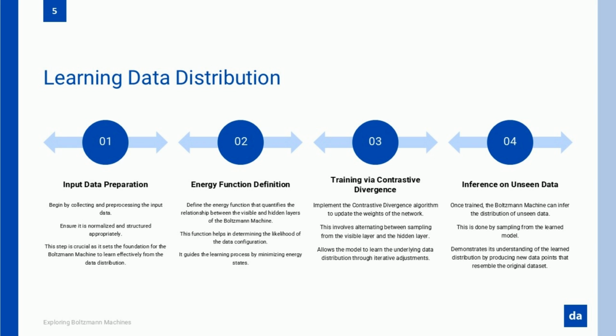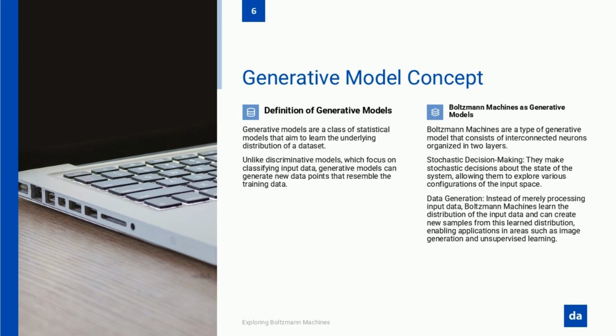Let's explore that next. Now that we understand how Boltzmann machines learn from data distributions, let's talk about their role as generative models. Unlike traditional machine learning models that simply classify data, generative models take things a step further. They learn the underlying patterns in data and then create new data that looks just like it. Instead of just recognizing a cat in an image, a generative model can generate entirely new cat images that never existed before. This ability makes generative models incredibly powerful in fields like image synthesis, text generation, and even AI-driven creativity.